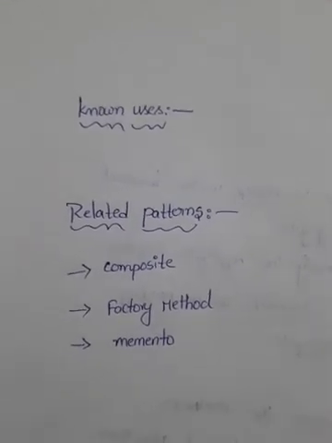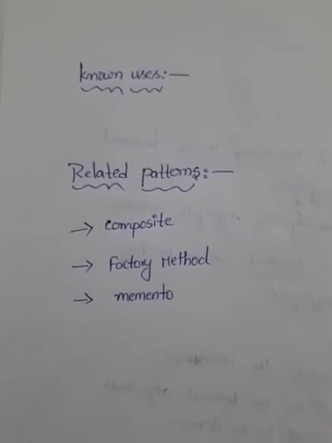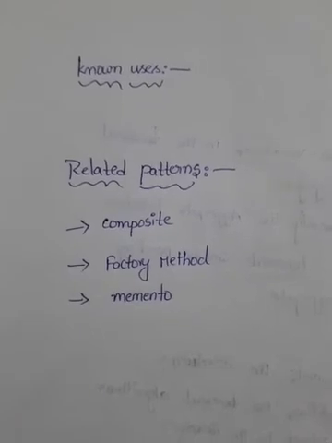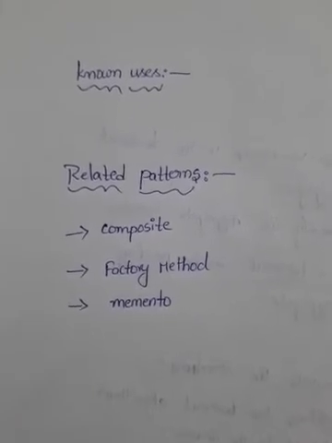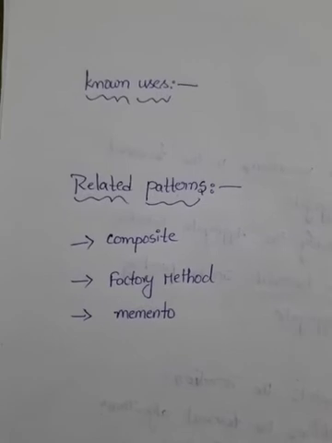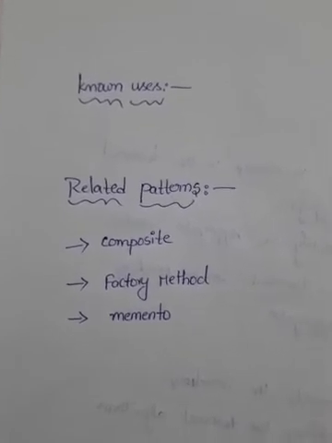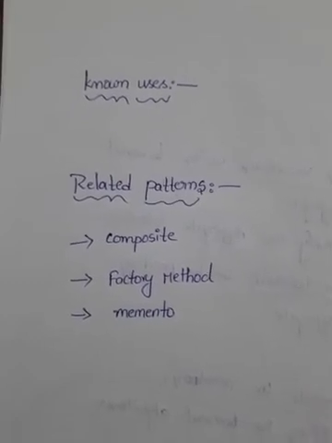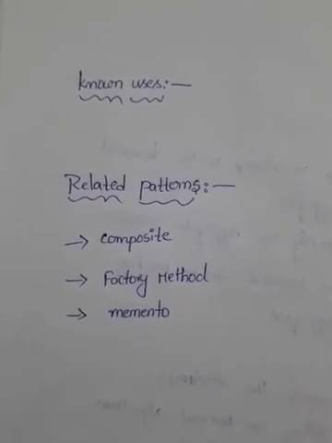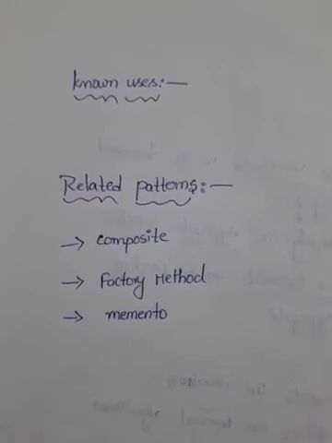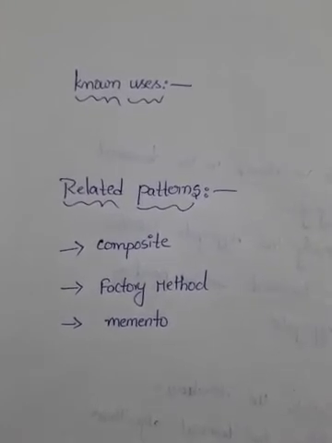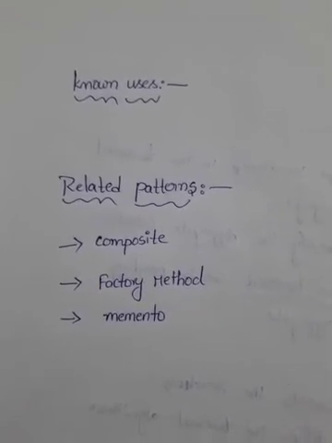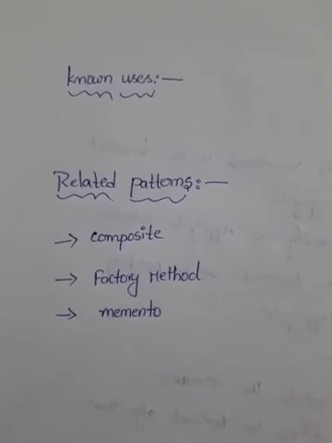Coming to our next template, related patterns. In the related patterns, we speak about composite, factory method and memento. These 3 patterns are related to this iterator pattern. Iterators are often applied to recursive structures such as composites. This is one of the related patterns, composite, which follows this iterator.